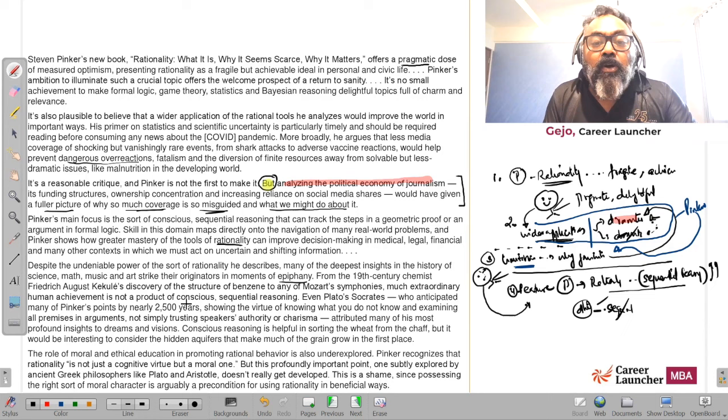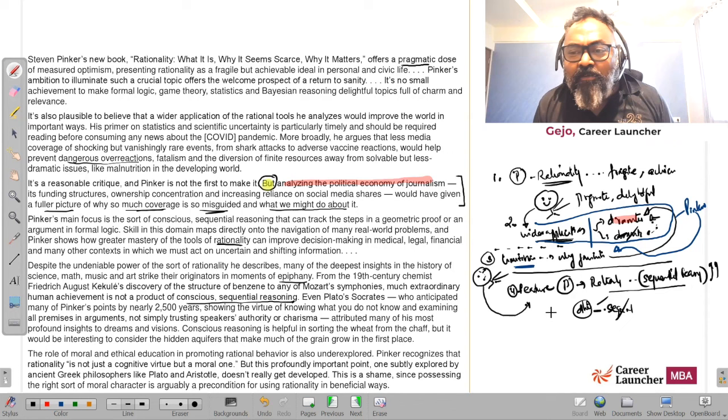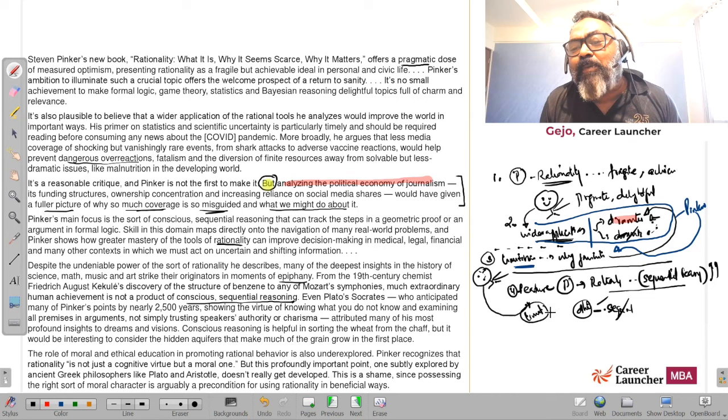Now the author is saying that while I understand what Pinker is saying, but wait a minute, it's not a criticism. I'll use the words sort of limitations, something that has not been explored by Pinker. Maybe you should look at this as well. That's probably what the author is hinting at.